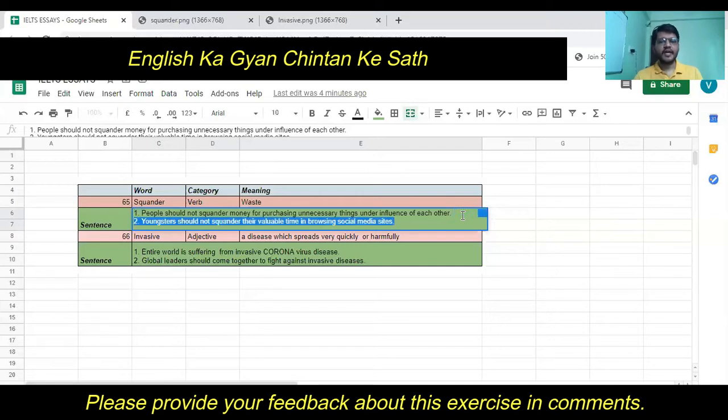Now the second sentence for the word squander is, youngsters should not squander their valuable time in browsing social media sites. Again, this sentence is relevant to the current world. We are living in the world of the internet, and so many social networking sites and gaming applications are available. I'm not saying that spending some time on these sites is not useful. Definitely it will give you relaxation, and also a kind of knowledge.